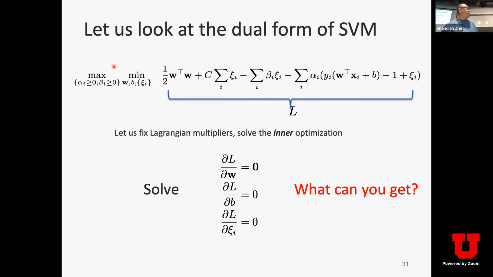So then let us try to do that, right? And suppose we fix the outer level, right? That means I fix the current alpha i's and beta i's. Let's see what is the minimum value of L with respect to w, b, and xi_i's. Right? Now, how can we do that? How can we get the minimum value of L with respect to w, b, and xi_i's? Any thoughts?